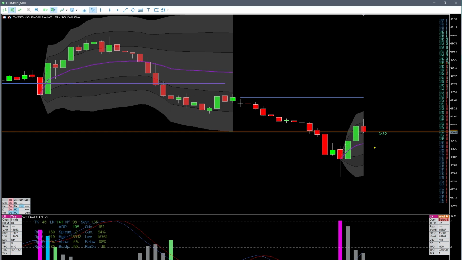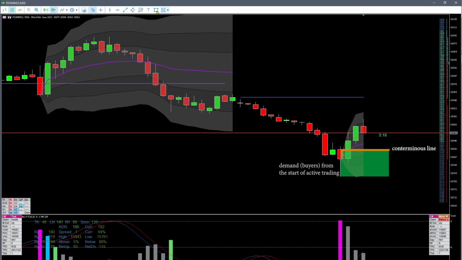So here I can see that there is a demand level that was created earlier at the start of the official trading. So personally, I would look for the price not only to test VWAP, but also to touch this area here. I call these conterminous lines. Conterminous means to share a common boundary. So whenever the price turns around, there is a common consolidation price at one point before the market makes a move higher to change direction.